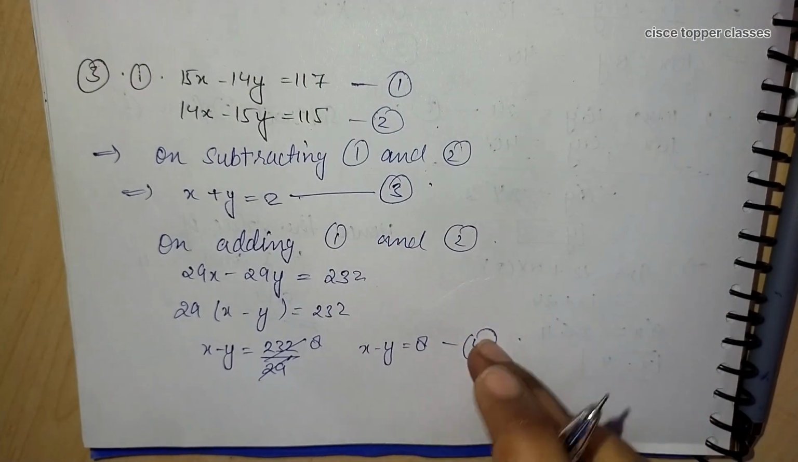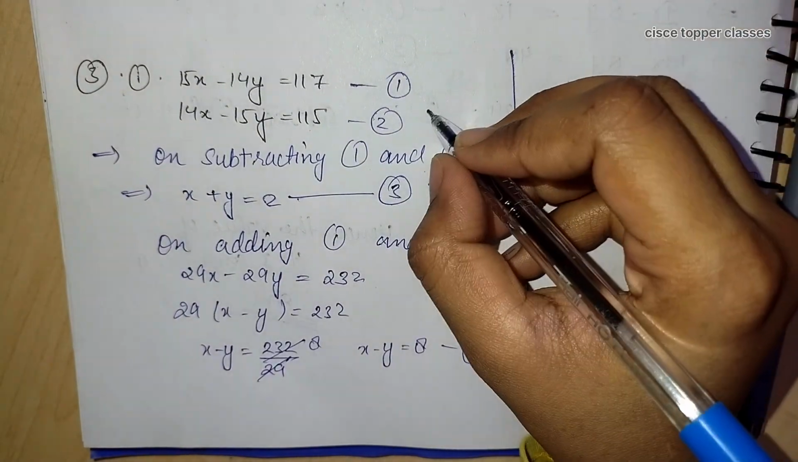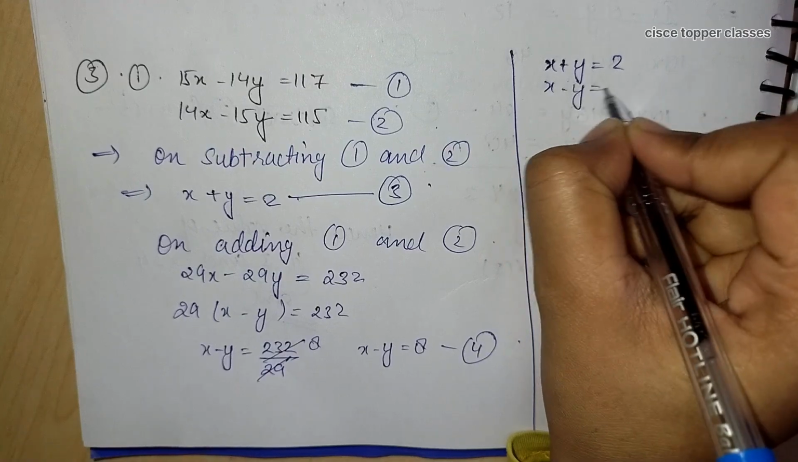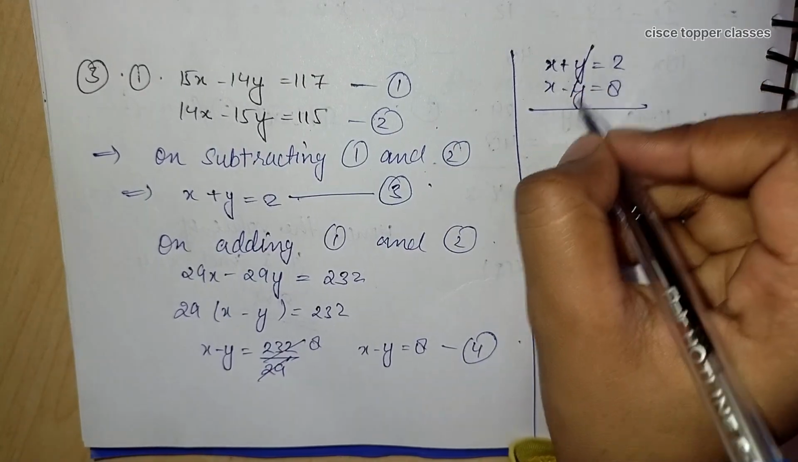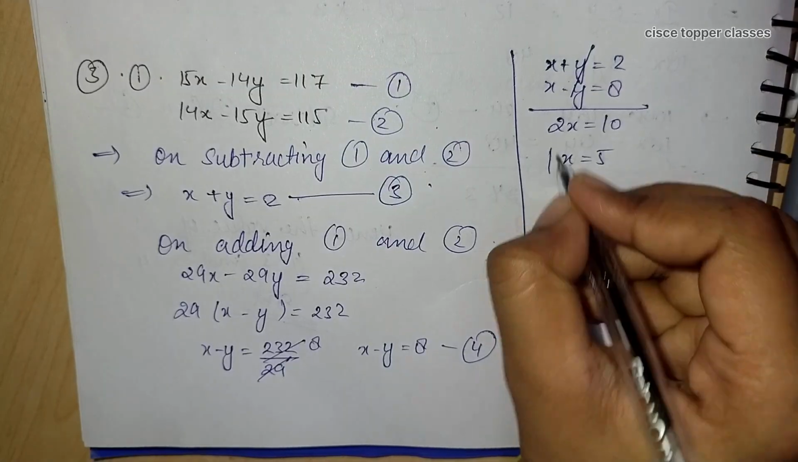Now we can find the value of x and y from 3 and 4. So let us start solving. Here we will firstly add. So x plus y is equal to 2 and x minus y is equal to 8. So on simply adding, y will be cancelled out, and here 2x is equal to 10. So x is equal to 5 is the answer here.